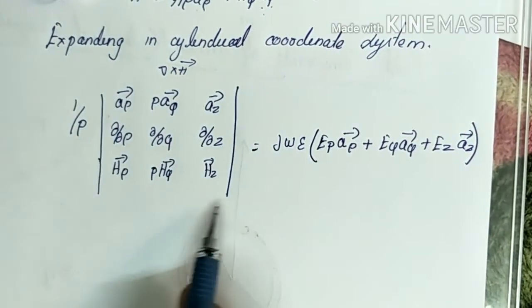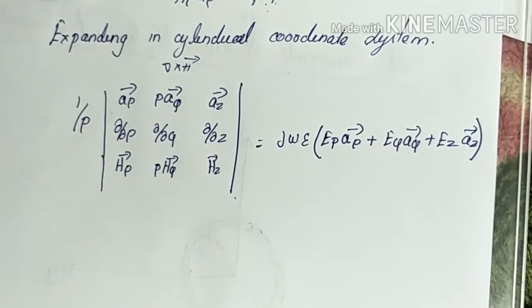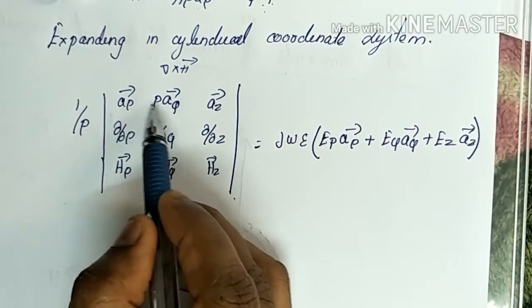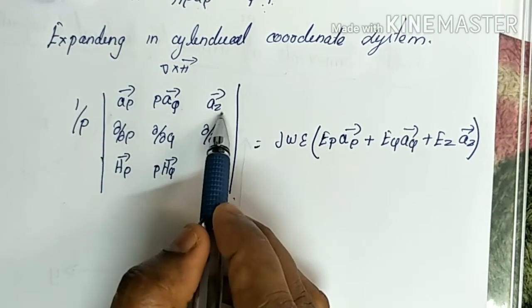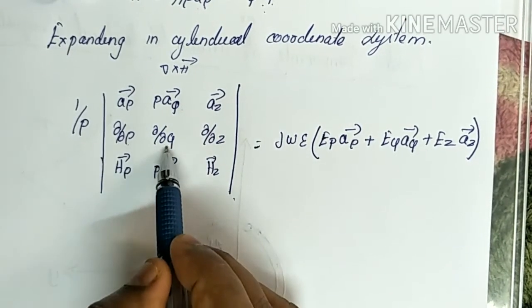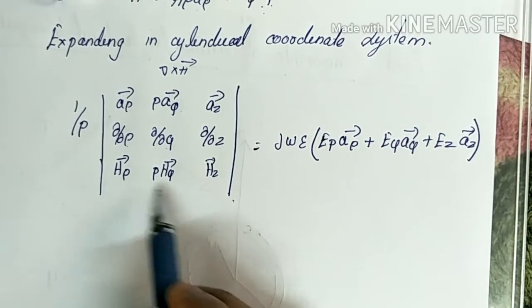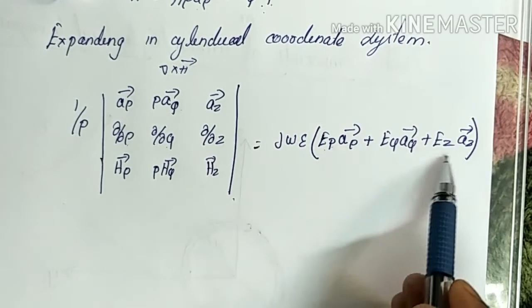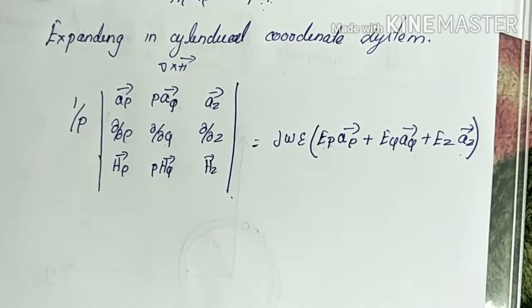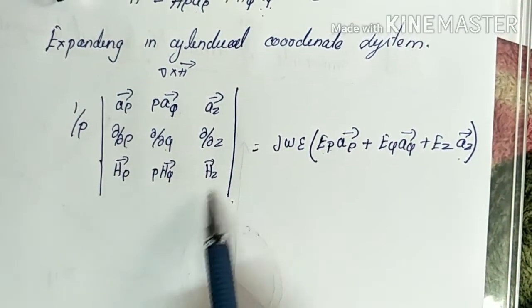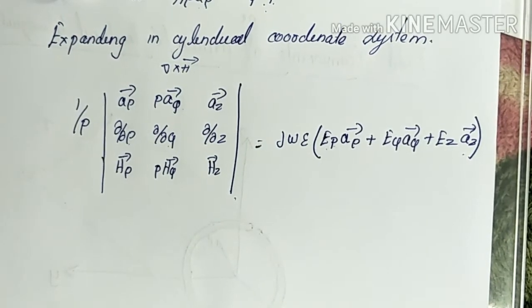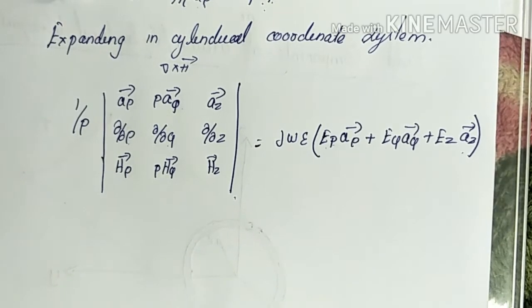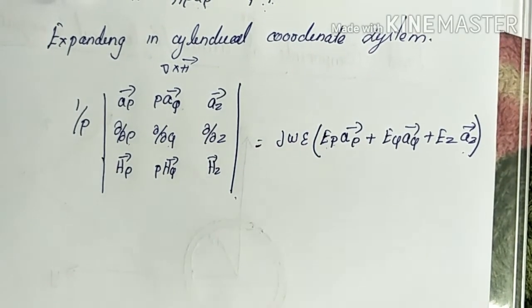You expand it in the form of a matrix by cylindrical coordinate system. We will get 1 by rho into the matrix with rows A rho vector, rho into A phi vector, Az vector; dou by dou rho, dou by dou phi, dou by dou Z; and H rho, rho into H phi, Hz. Similarly, substituting the value of E vector. Now, expand this matrix as you have done in the rectangular coordinate system, and split the A rho, A phi, Az components separately.